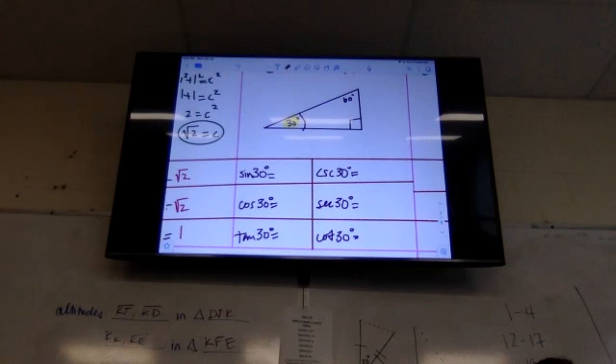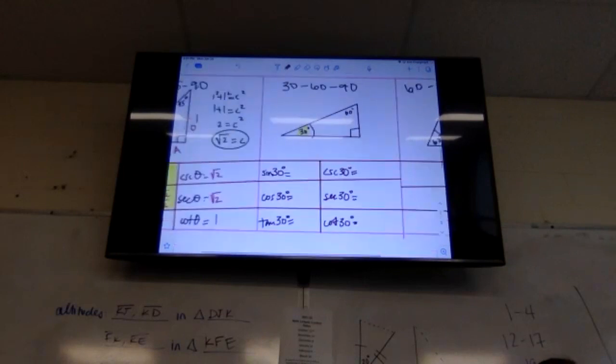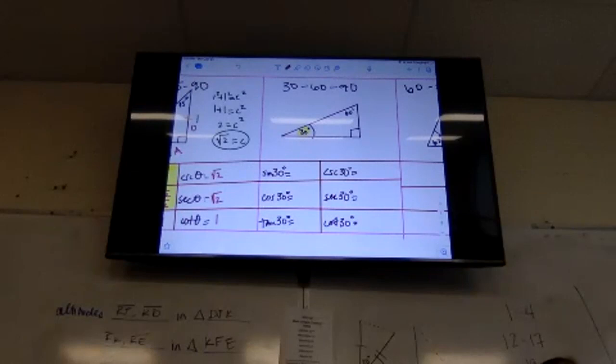The reason I wrote 30 this time instead of just theta is because there are several different angles in here. On the other one, when it was 45 and 45, it truly didn't matter which angle you were looking from because it was going to give you the same answer. Now, though, we have to look from the 30-degree angle, or it won't make sense. So when 30 is the angle I'm looking from, my opposite is the side across from 30, my adjacent is the side across from 60, and my hypotenuse, as always, is across from 90.